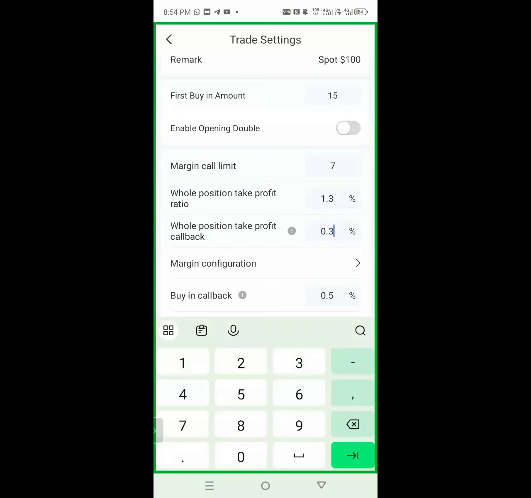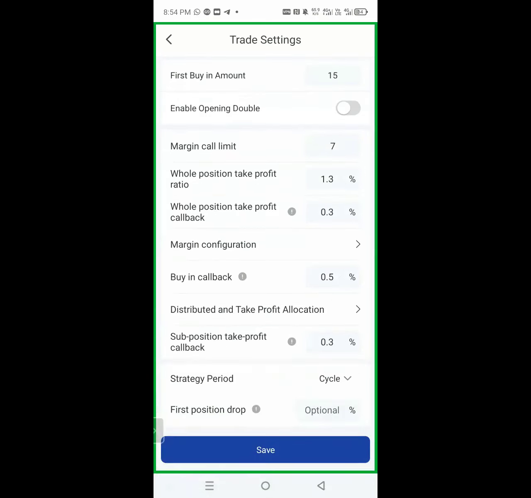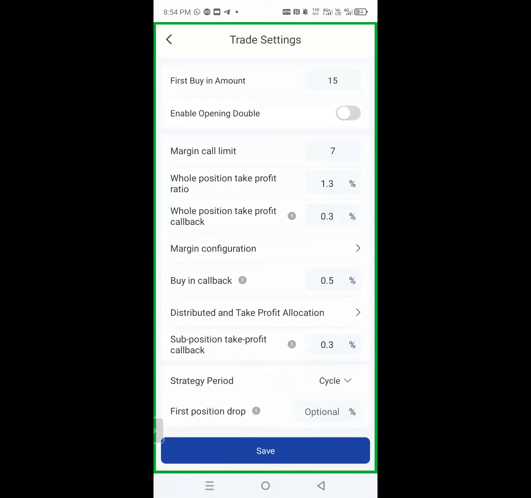So it's depending on you. You can use any one. You understand? You that is using 0.3 and someone that is using 0.1, it is depending on the movement of the coin. If this coin moves to 1.3 and drops immediately, you that use 0.1 will make more profits than someone that is using 0.3. You understand? I hope you understand. Okay? So the next thing is margin configuration.